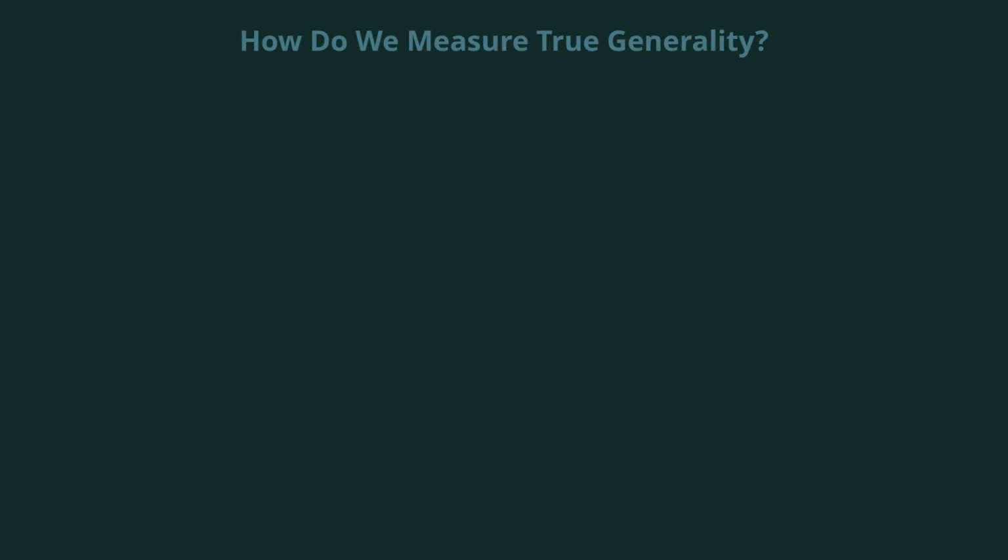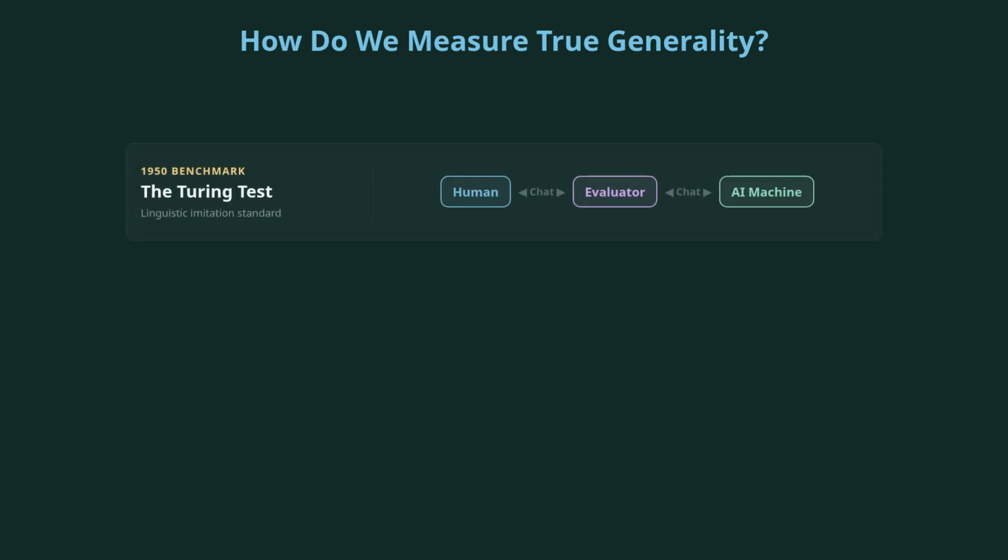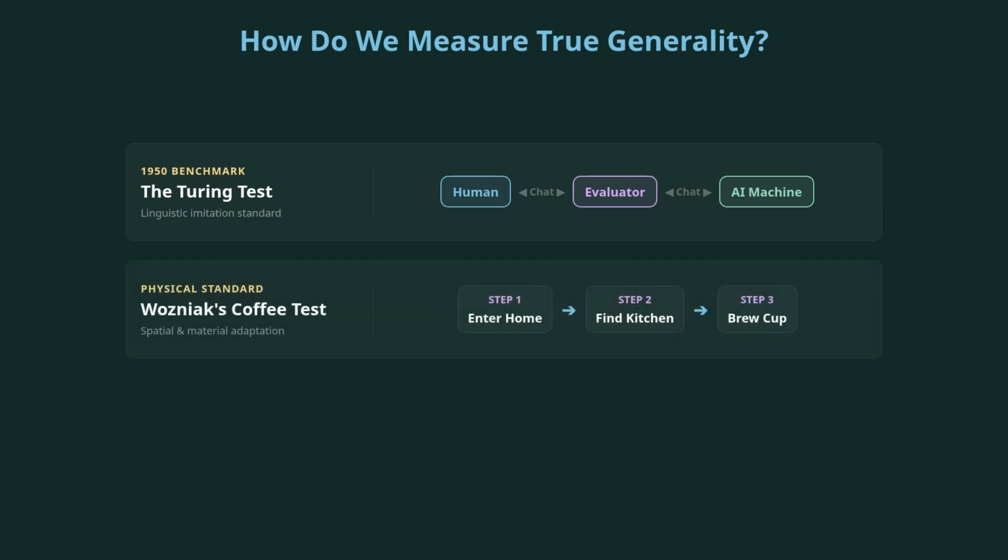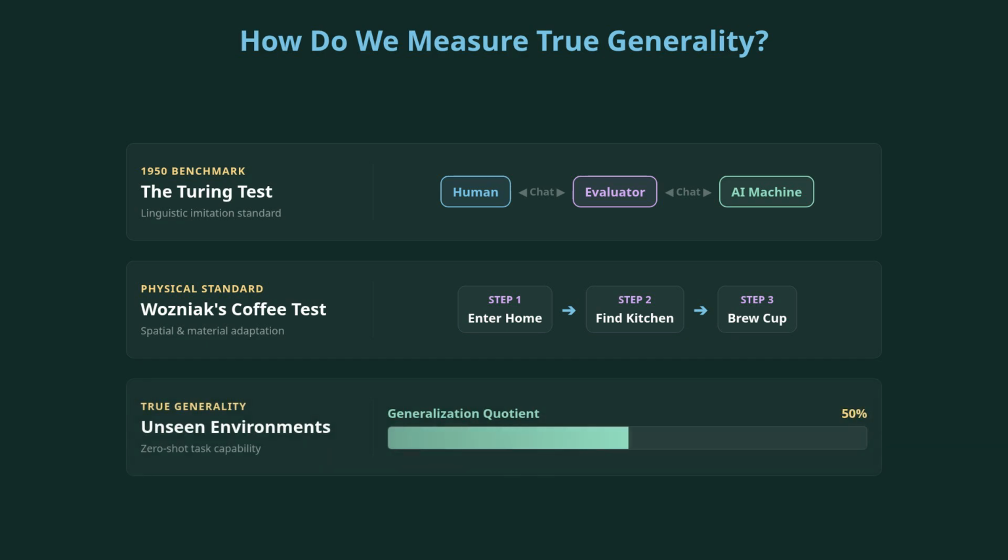Because intelligence is notoriously difficult to define, computer scientists rely on specific benchmarks to test the boundaries of AGI. Legendary computer pioneer Alan Turing proposed the famous Turing test in 1950, focusing entirely on natural language deception. However, modern researchers like Steve Wozniak suggest more physical milestones, such as the coffee test. In this scenario, a robot must enter an average, unfamiliar American home, locate the kitchen, find the coffee maker, identify the ingredients, and brew a cup entirely on its own.